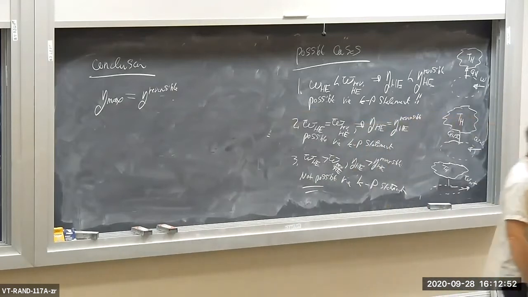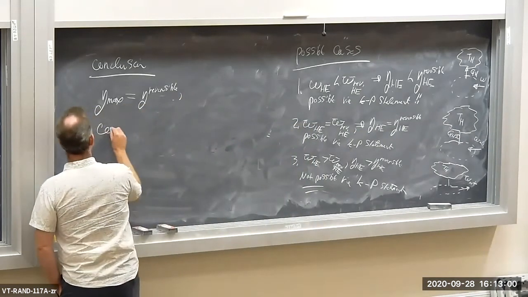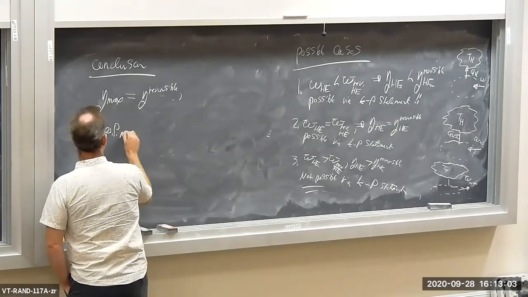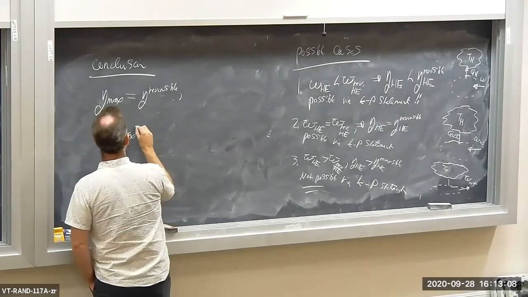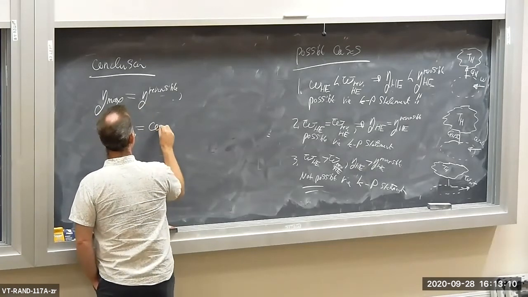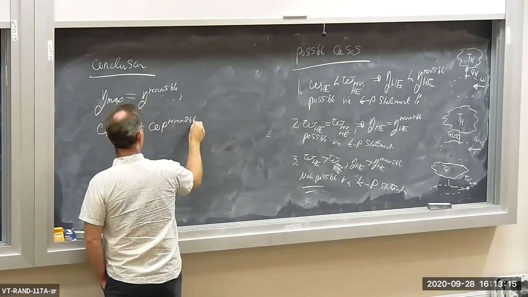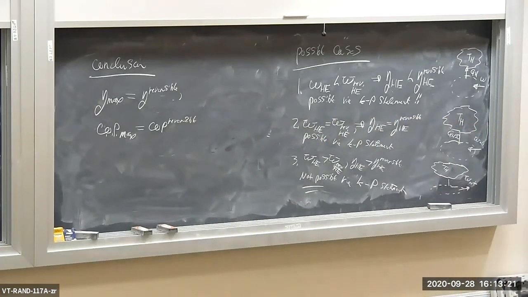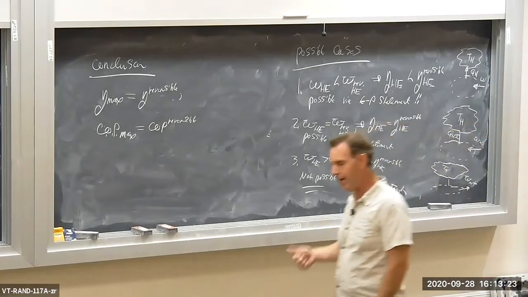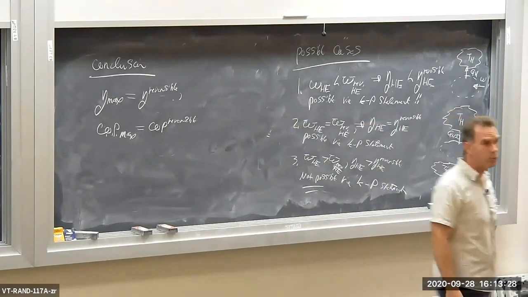Eta max is equal to eta reversible. By the way, I haven't proved it, but it's also true. COP max could be for a refrigerator, could be for a heat pump, who cares? COP max is equal to the coefficient of performance for a reversible refrigerator or heat pump. So the upper bound on the efficiency of any device, heat pump, refrigerator, heat engine, is equal to that for a device that operates reversibly.